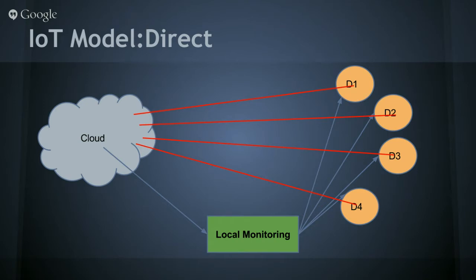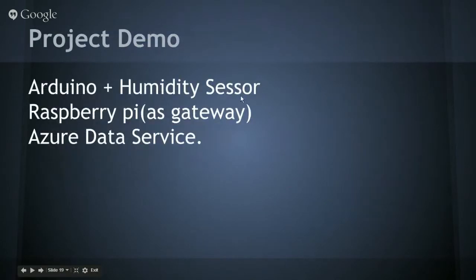This is the other model. So today I am going to show you the first model, the hub-based model. I will connect an Arduino with a humidity sensor, then a Raspberry Pi as a gateway, and Azure as a data service. These are the things I will use. And before that, I will show you this demo first, because this is a kind of configuration-related issue. Then I will show you the IoT Core Windows preview.